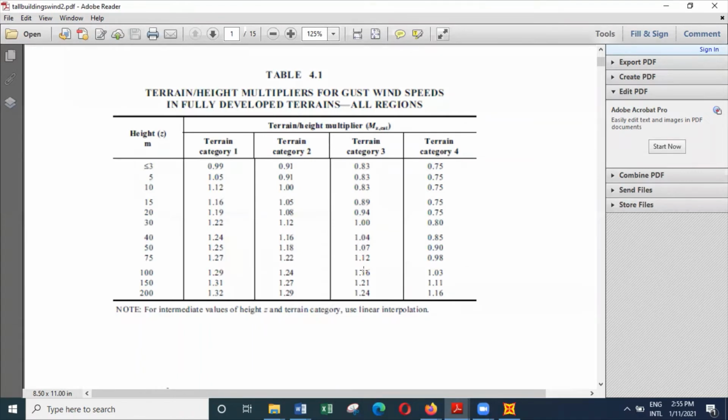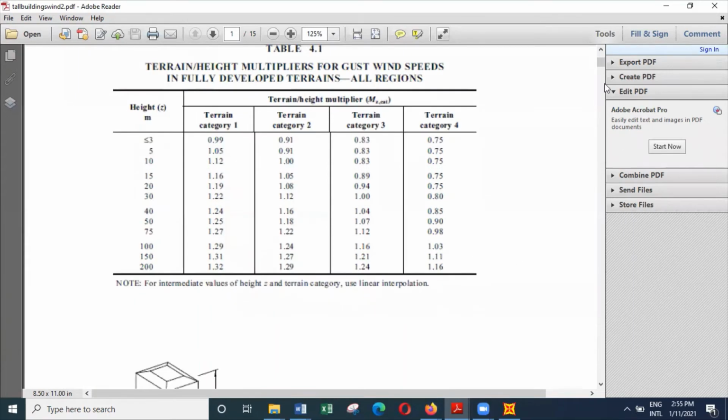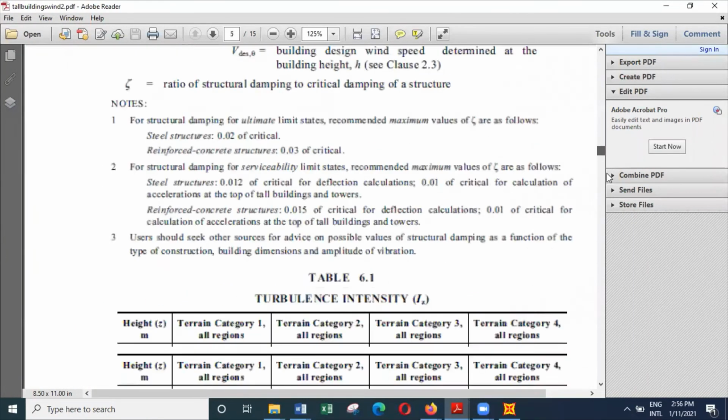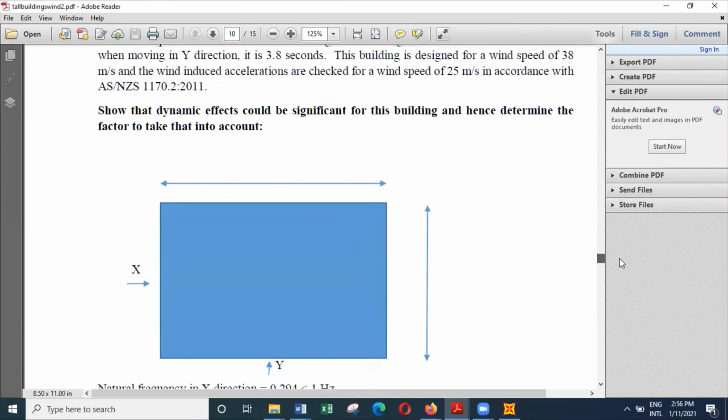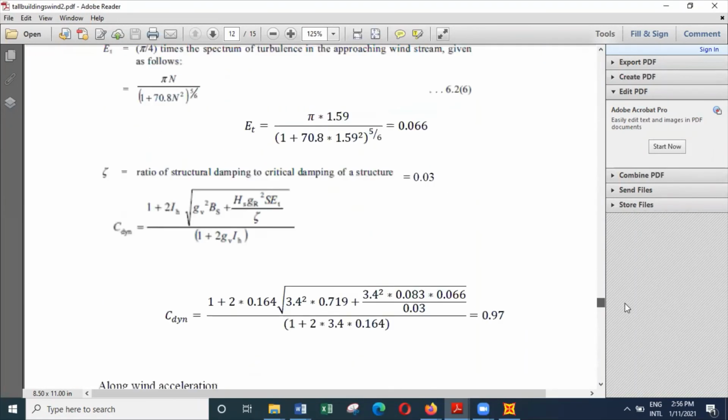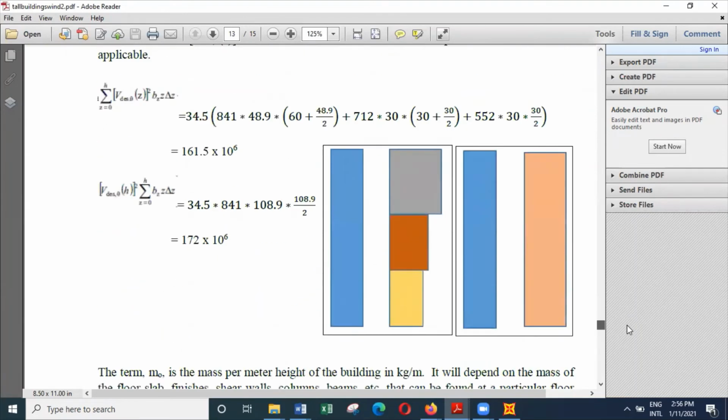So even for a slightly taller building, you can consider 3 regions, and if you want to be more accurate, you can consider 4 or more regions. But the answer might not vary very much. So instead of a variable force, I have considered a force that varies stepwise.